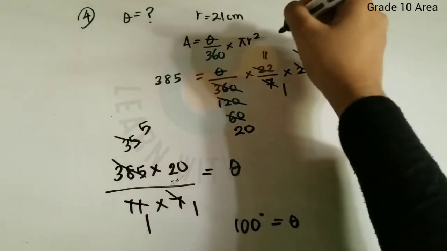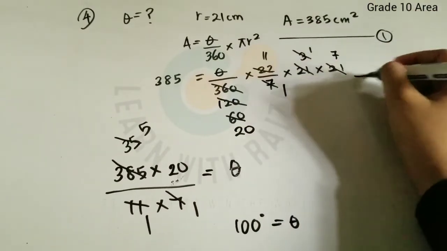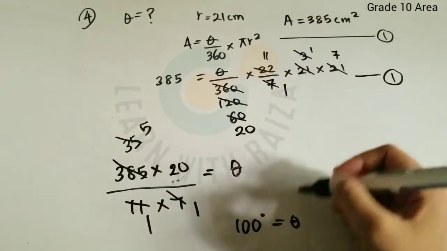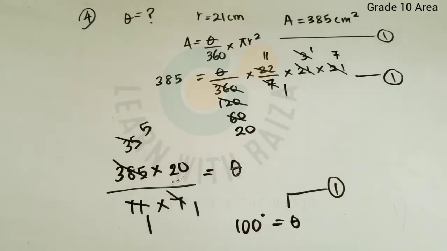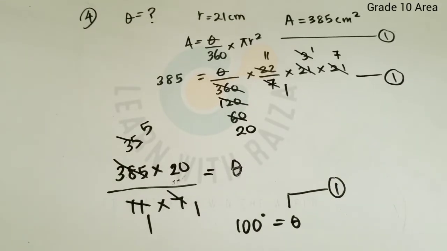So the marks goes like this. Here for writing the equation 1 mark, for solving and simplification 1 mark, then for finding theta value 1 mark. Altogether the fourth question only 3 marks are given.